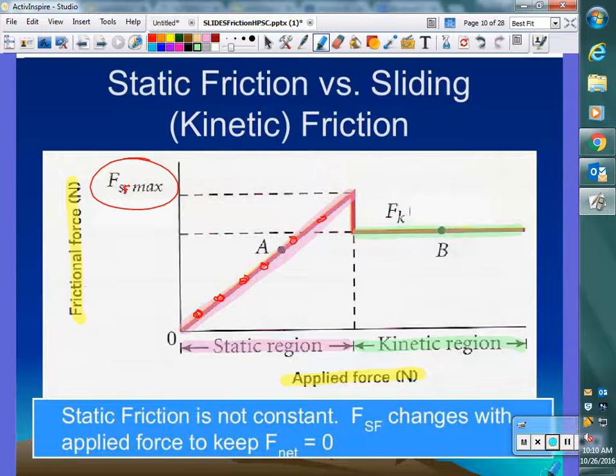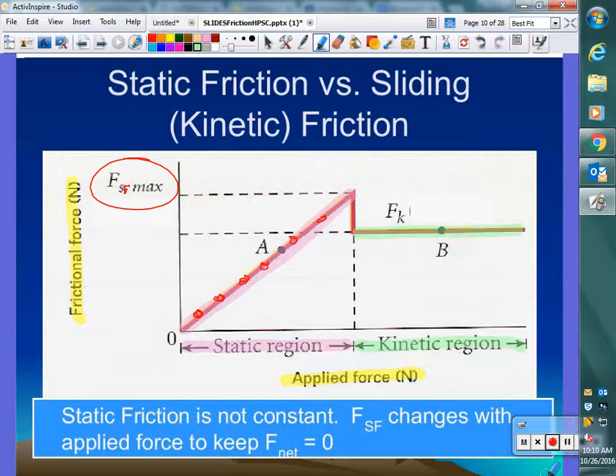What are you seeing about the frictional force in the kinetic region versus the static region? Two things that I hope you notice. Jack, what's one thing? It stays the same. So once an object is moving, it experiences the same frictional force. It's not changing, right? So that's one thing.